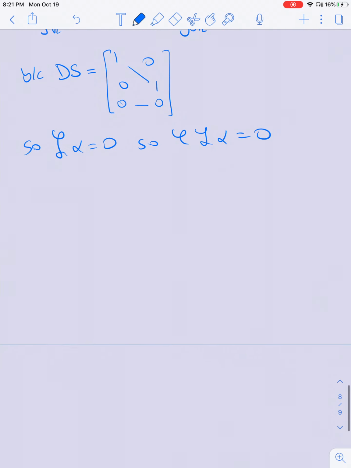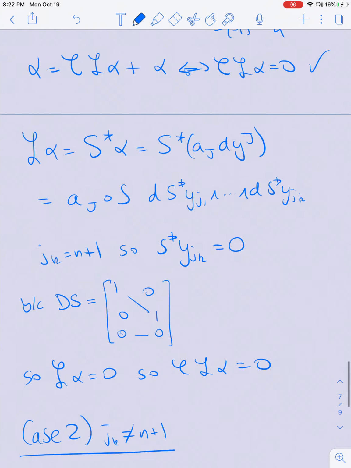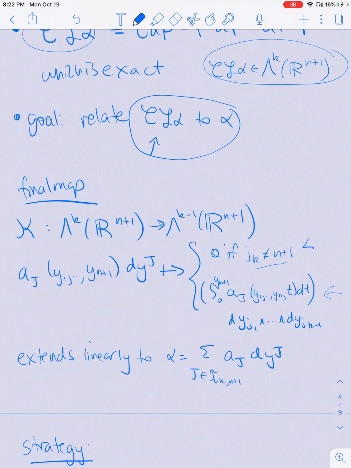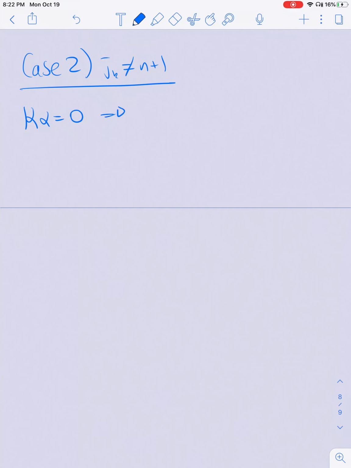Okay, so now for case 2. j_k is not equal to n plus 1. This case is slightly faster because k alpha is equal to 0, right? Because k alpha is only non-zero, if we go back up to the definition, if j_k is equal to n plus 1. If j_k is not equal to n plus 1, we just get 0. So going back down here, we're just going to get k alpha is equal to 0, so dk alpha is also 0. So now all we need to do is compute k d alpha.